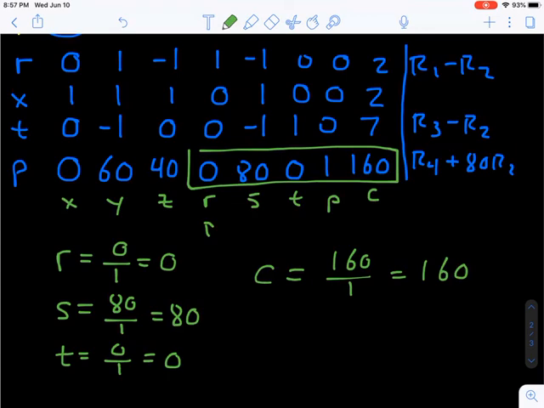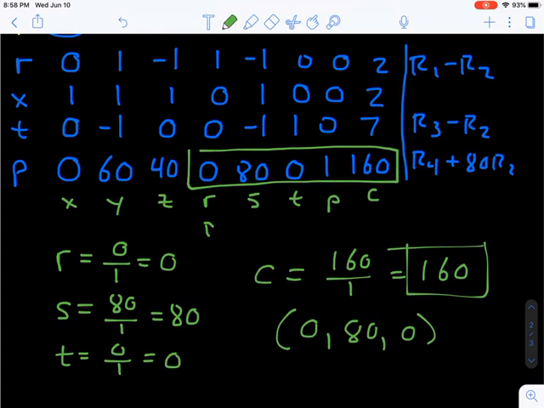Okay. So this is our optimal value. And that optimal value occurs when R is 0, S is 80, and T is 0. So if I want to write that as an ordered triple, 0, 80, and 0. All right, that's it.